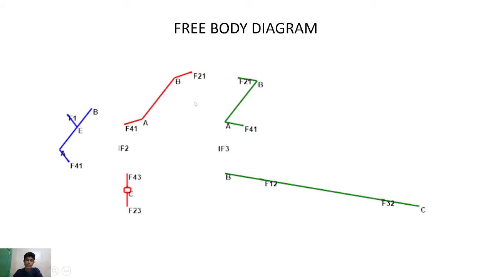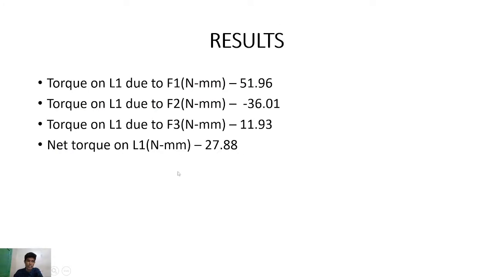This is the corresponding free body diagram of our slider crank mechanism. And these are the results obtained after solving the mechanism. The torque on L1 due to the force F1 is 51.96. Torque on L1 due to F2 is minus 36.01. The torque on L1 due to F3 is 11.93. Net torque on L1 is 27.88 respectively.